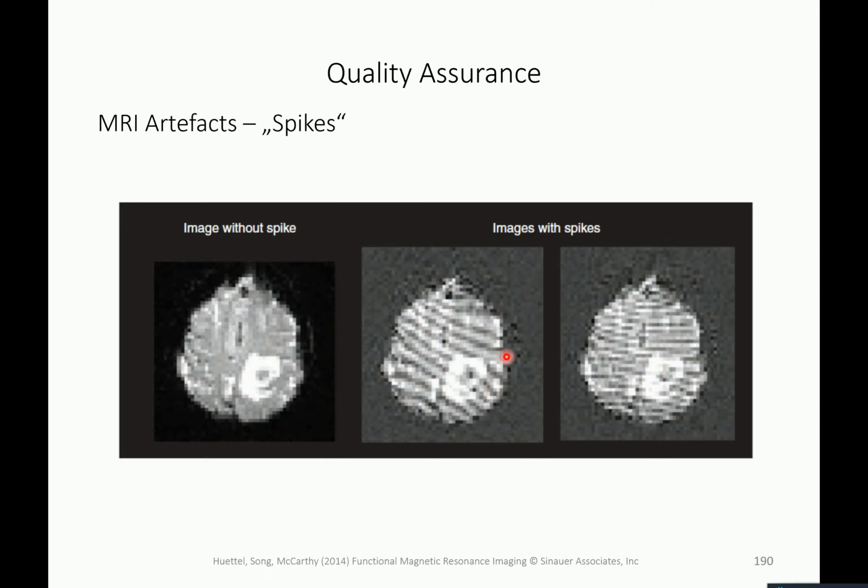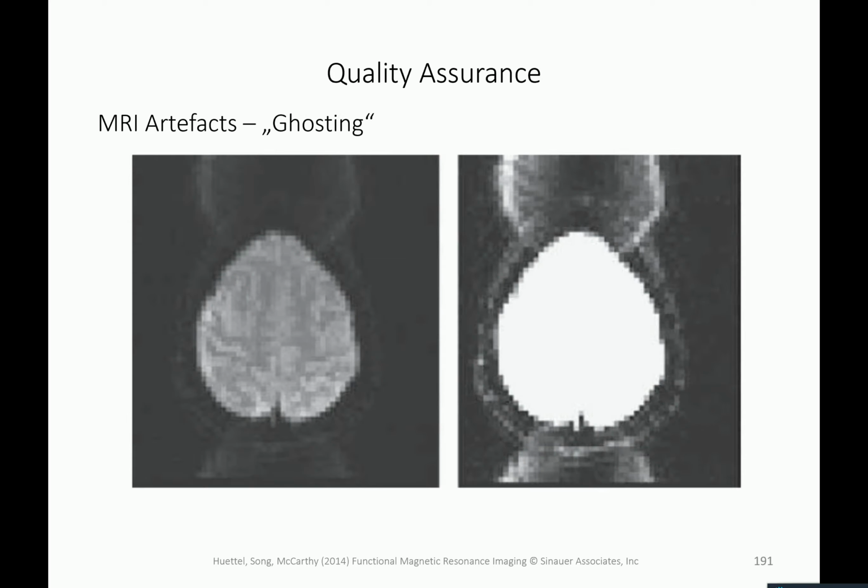So the point here is not so much to understand where this pattern comes from, but to know that a spike refers to this stripe-like pattern, and it means that there's something wrong with the scanner. Call Siemens or Philips. Ghosting is another artifact that sometimes occurs.